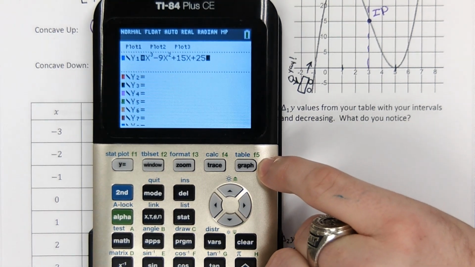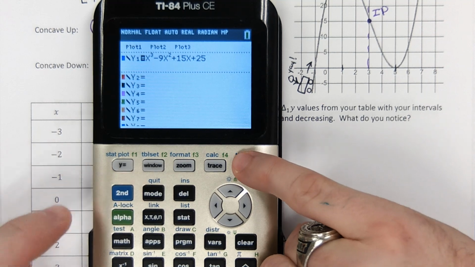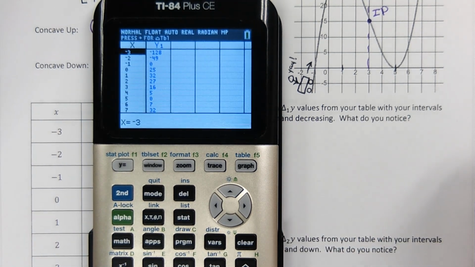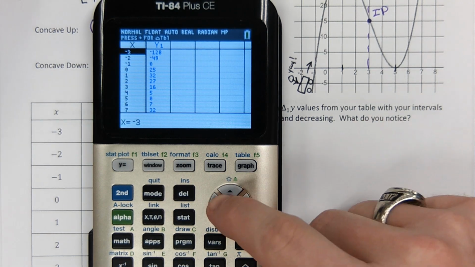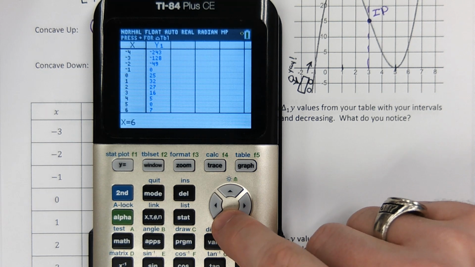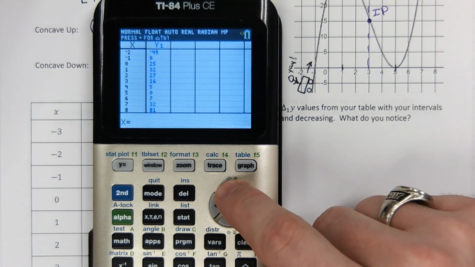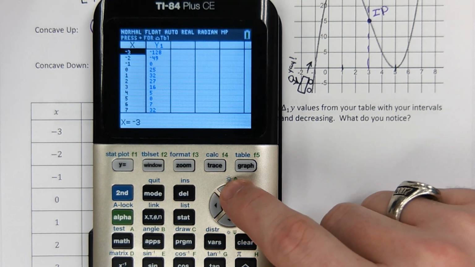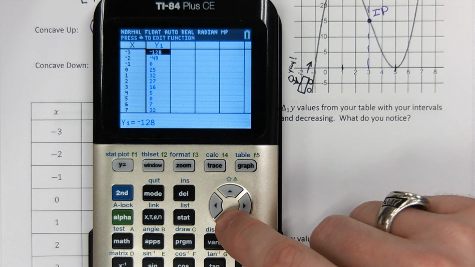So press second graph, and it's going to bring you to a table like this. You can scroll up and down if you need to see more x values, and you can see that it gives you the y values that correspond with them. So go ahead and take the time to fill out the table that's on your paper with the y values that are right there.